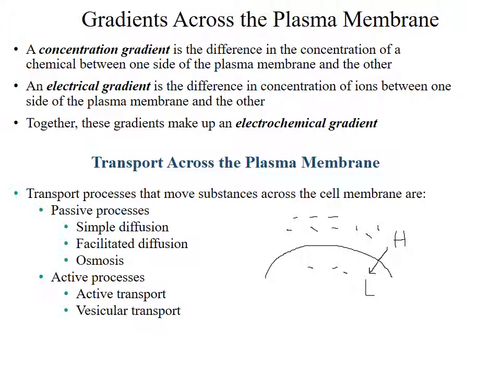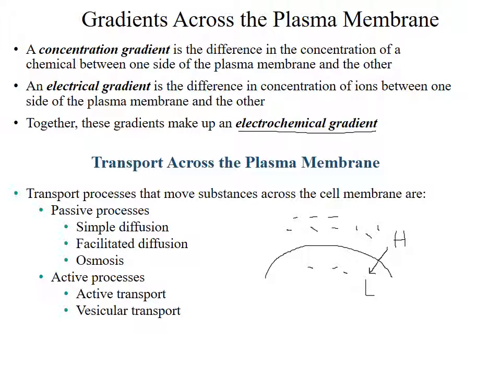Because these are sodium ions, they're also positively charged cations, giving me also an electrical gradient because I have a more positive charge on the outside of the membrane than I do on the inside of the membrane. And together, when you combine both the actual concentration of the molecules themselves along with the charge gradient that comes with those ions, we get what we refer to as the electrochemical gradient.